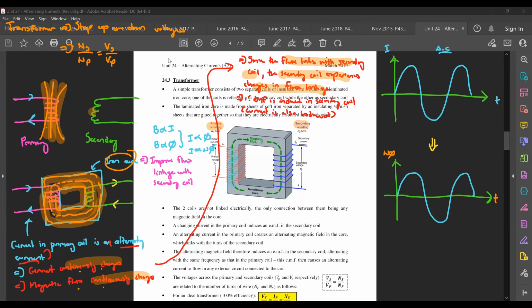So this graph here represents the variation of current with time in the primary coil. Then if I want to represent the variation of flux linkage with time in the secondary coil, it will also look like this. Because the relation was B is proportional to I, and B is proportional to flux. If I combine them, I is proportional to flux, or rather I is also proportional to flux linkage. So this is the graph of variation of flux linkage with time in my secondary coil.